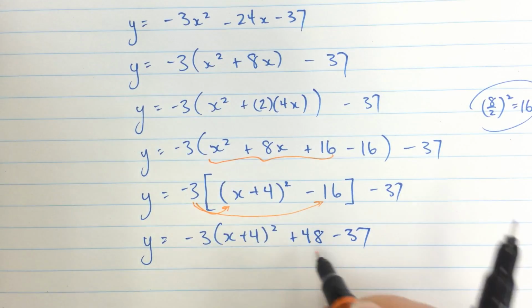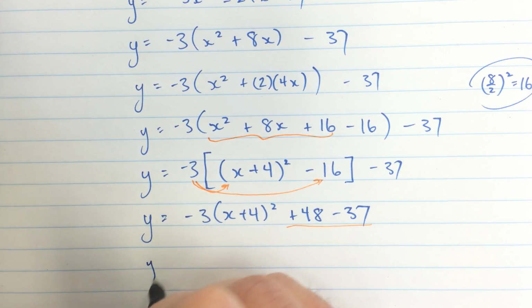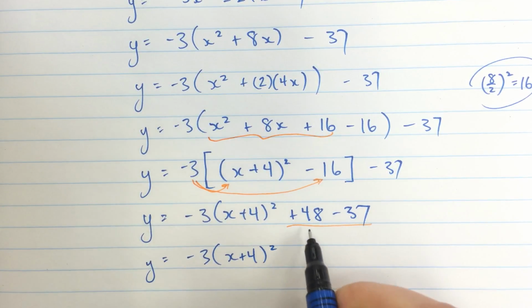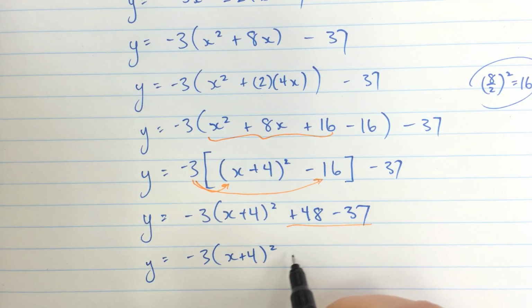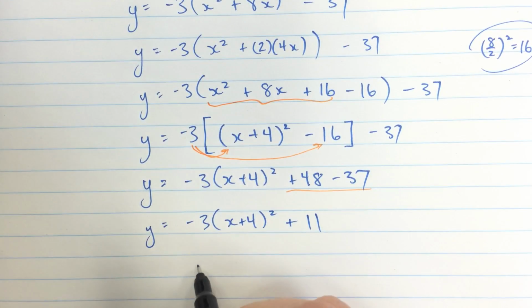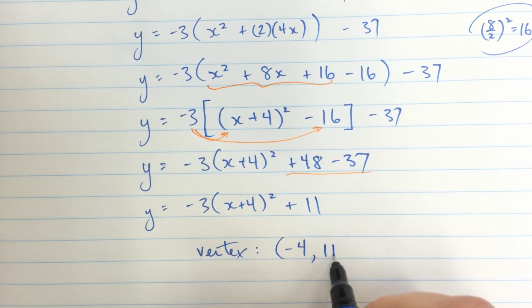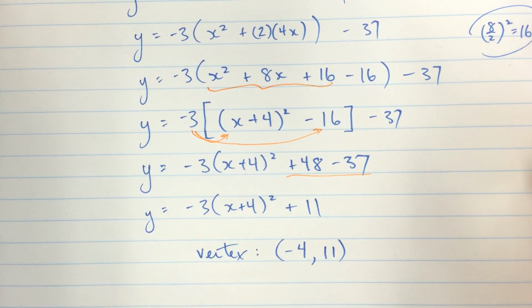And look, all we have to do now is clean up the constants. Positive 48 minus 37 is positive 11. And so just to finish this, the vertex here is going to be negative 4 and 11. And that's the process for completing the square.